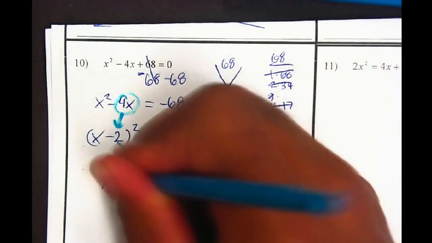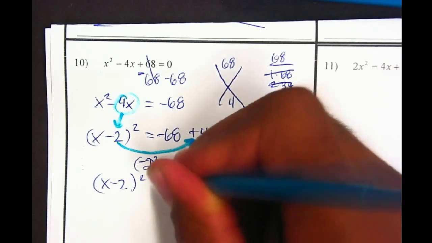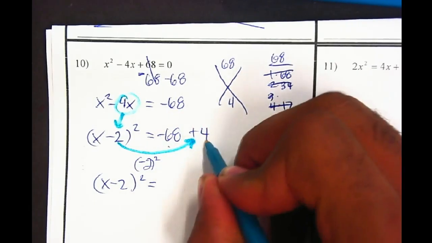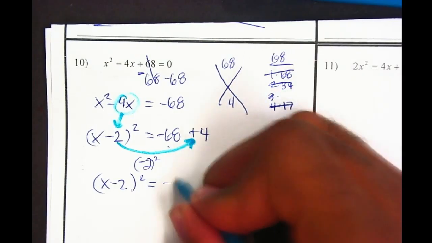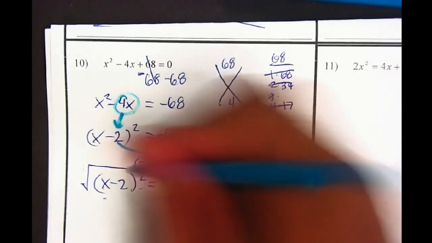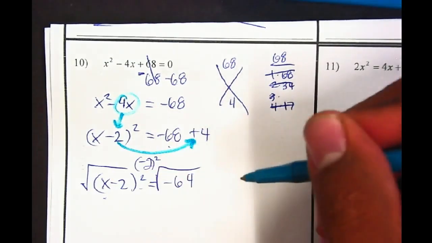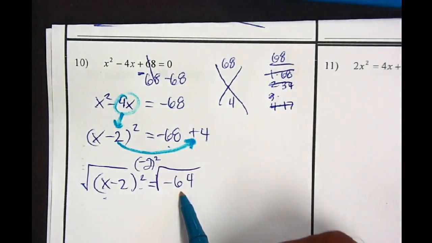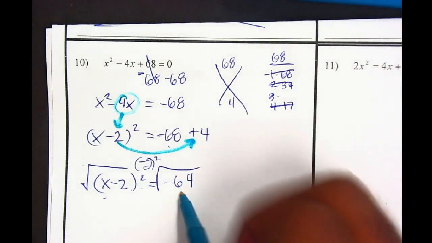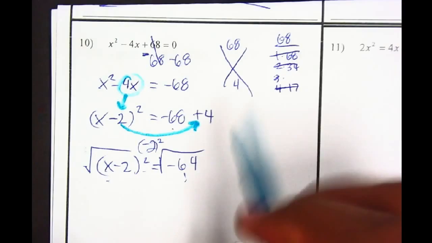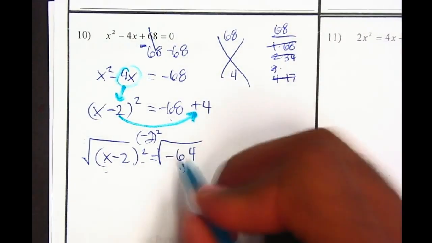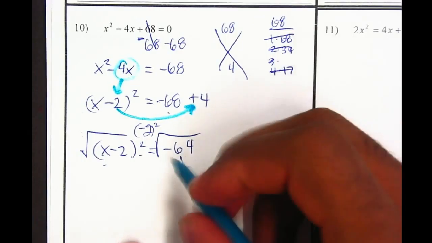Okay, so let's rewrite it. X minus 2 squared equals negative 68 plus 4, that's going to be negative 64. Okay, so now I've got parentheses squared equals a number, so I'll take the square root. But if you notice here, I have a negative number. That's not good. We don't do square roots of negative numbers. So if that's the case, then we're not going to end up with a real solution.